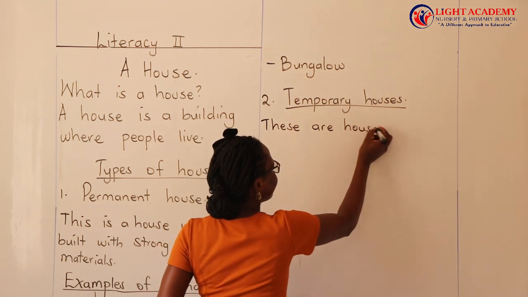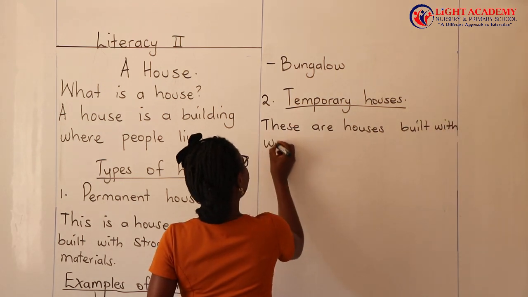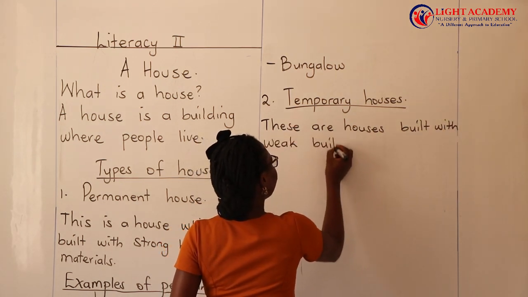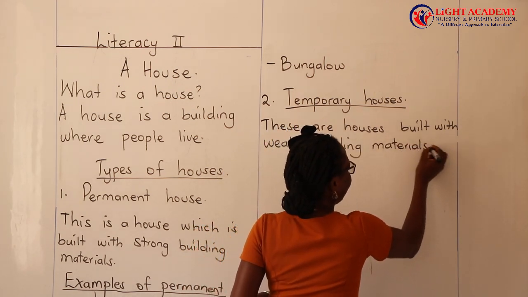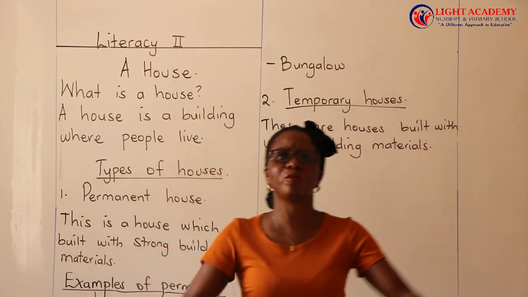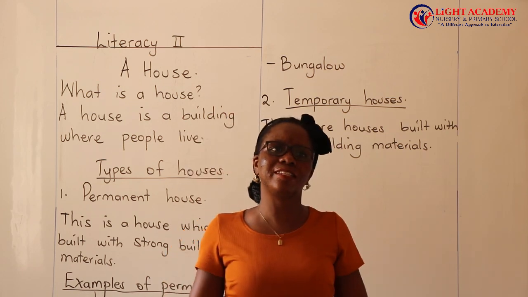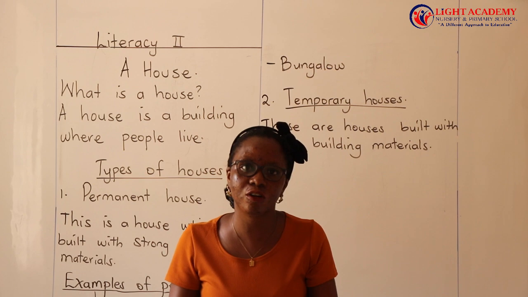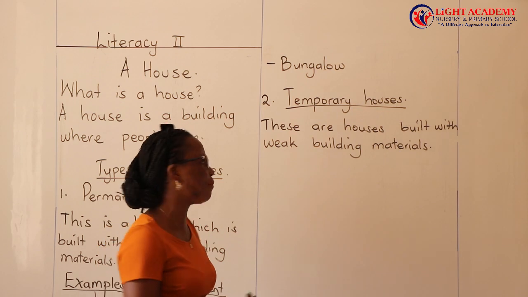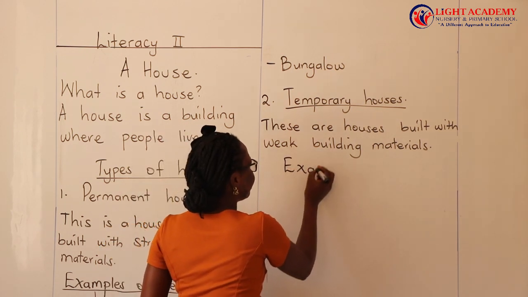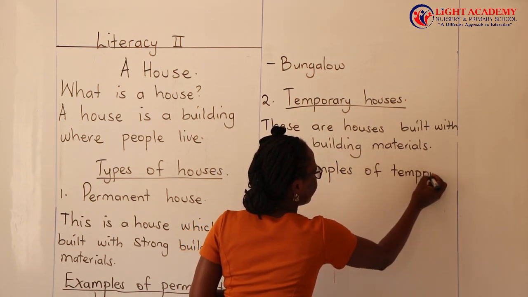These are houses built with weak building materials. For example, if a house is built with grass, that is a weak building material. So what do you expect? This house will not last for long. So these are what we call the temporary houses. Let's look briefly at the examples of temporary houses.